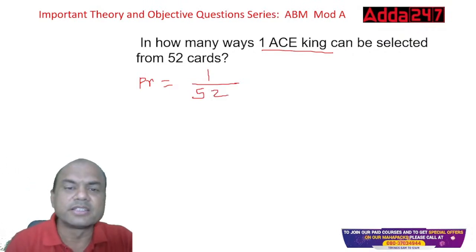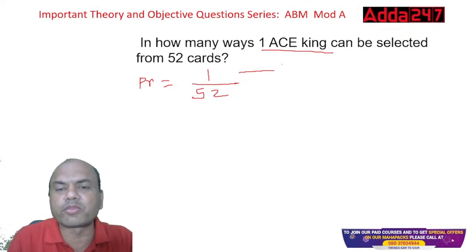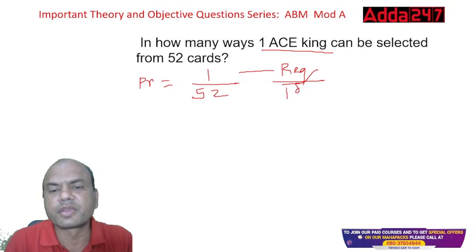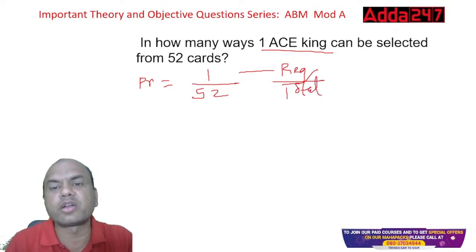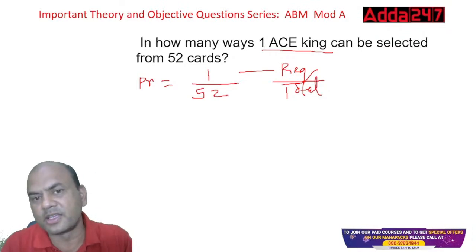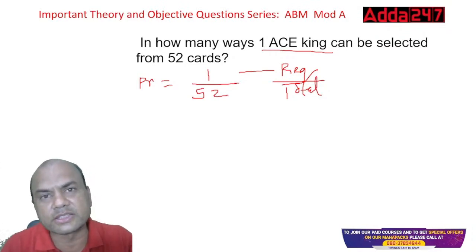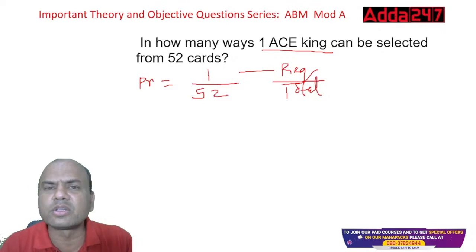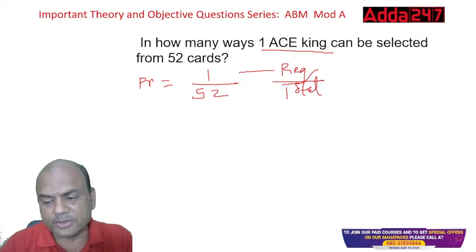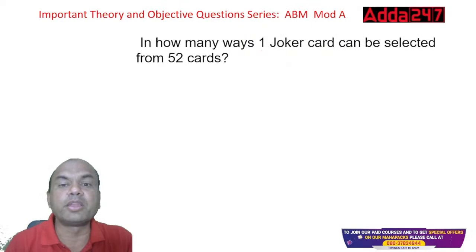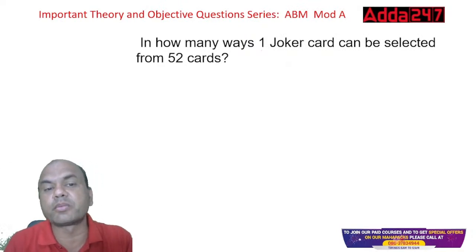Simple, isn't it? Always remember, the formula is simple: required upon total. Total is always the same in cards. Required depends on what is asked. If they ask you for 1 king, then 4 kings are available. For 1 ace king, only 1 is available. If they ask you for 1 diamond king, again only 1. So got it? Simple.